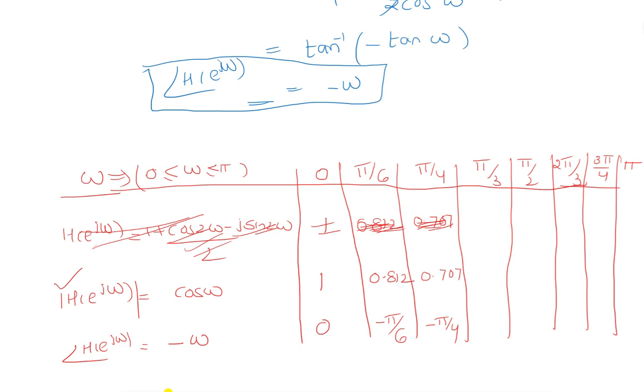If we substitute pi by 3, its value is equal to 0.5, and its phase is equal to minus pi by 3. When we substitute pi by 2, cos 90, its value is equal to 0, and its phase is equal to minus pi by 2. For 2 pi by 3, its value is equal to 0.5, and the phase is pi by 3. When it's 3 pi by 4, its value is equal to 0.707, and the phase is equal to pi by 4. When it is pi, its value is equal to 1, and the phase is equal to 0. So these are the values.